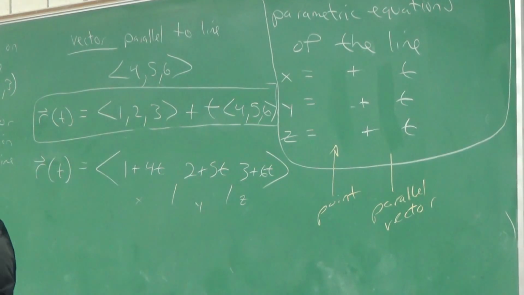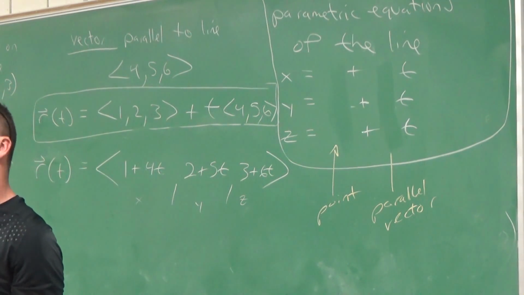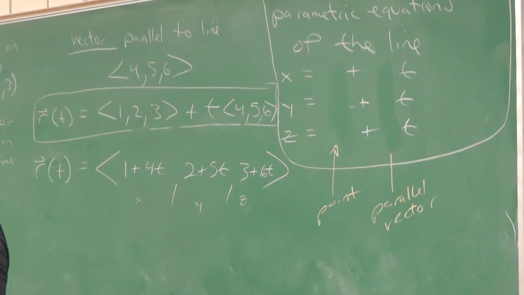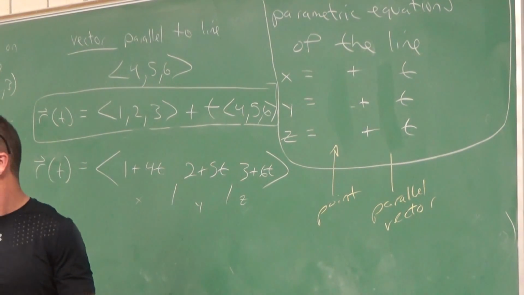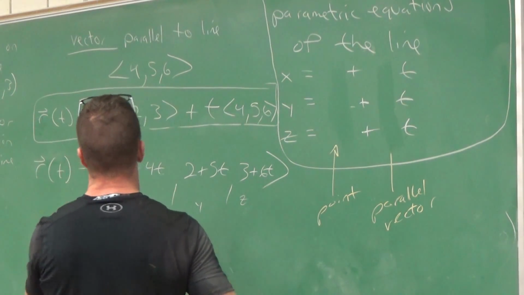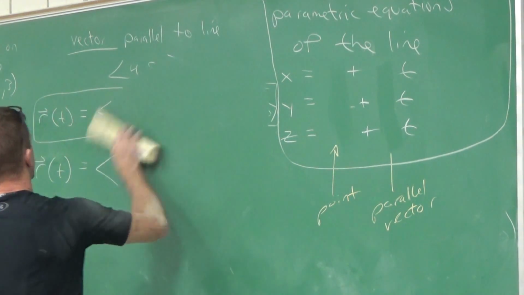I know in this section you'll notice the directions, they'll say, find the parametric equations of the line. Then the next problem they go, find the vector equation of the line. And you write it either way. All right, so now, let's try another one. I'll erase all this.